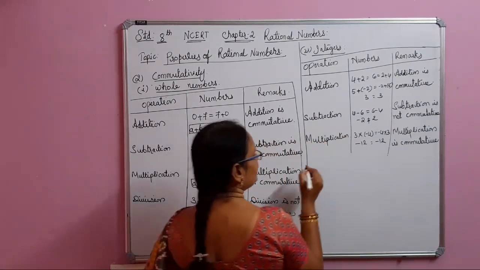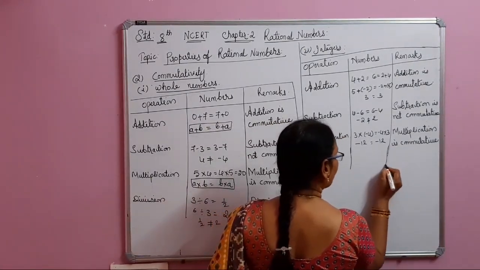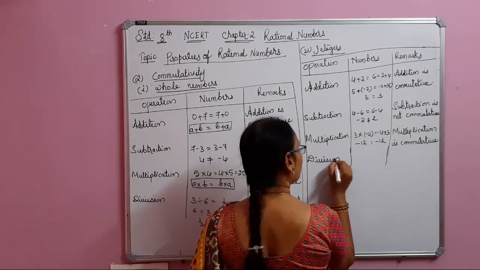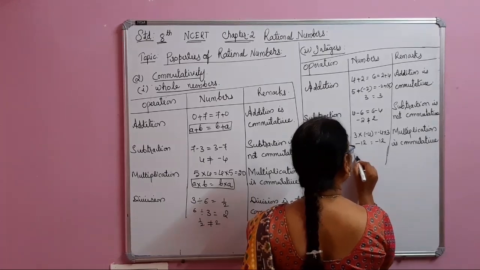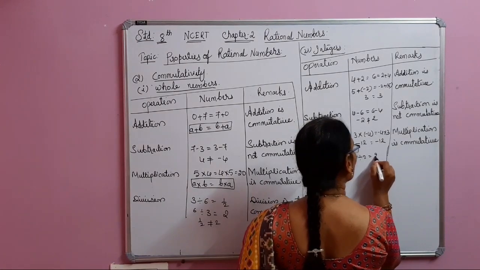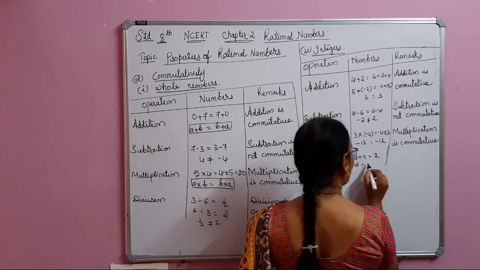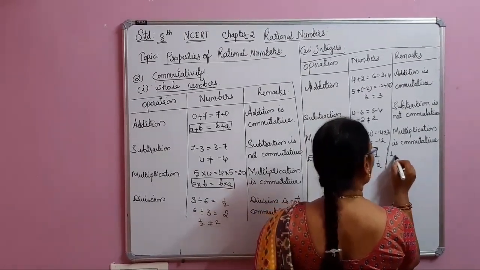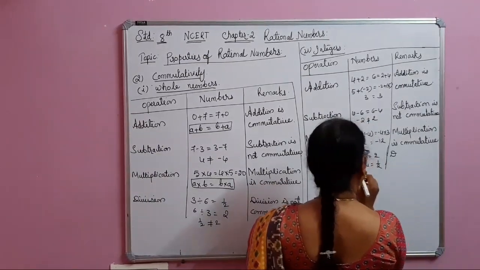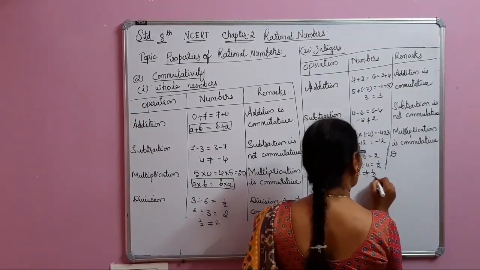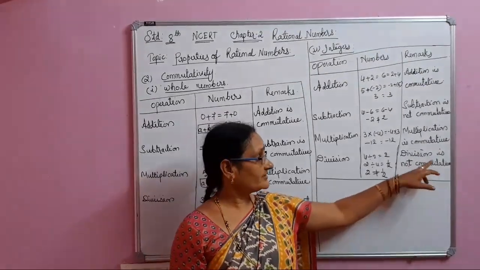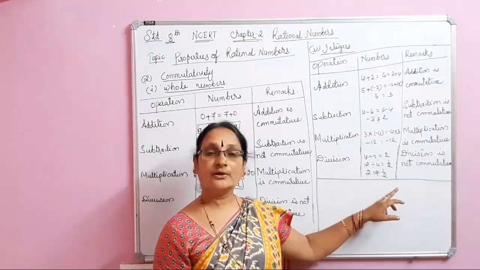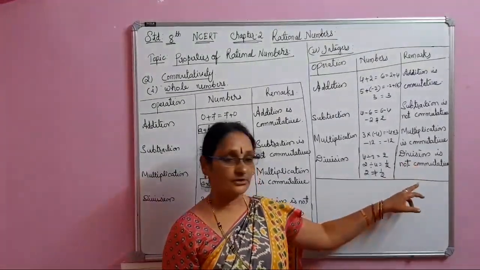Next, in the same way we will see division. See here, 4 divided by 2 is 2. 2 divided by 4 is 1 by 2. So 2 is not equal to 1 by 2. So division is not commutative. Why? Because 2 is not equal to 1 by 2.